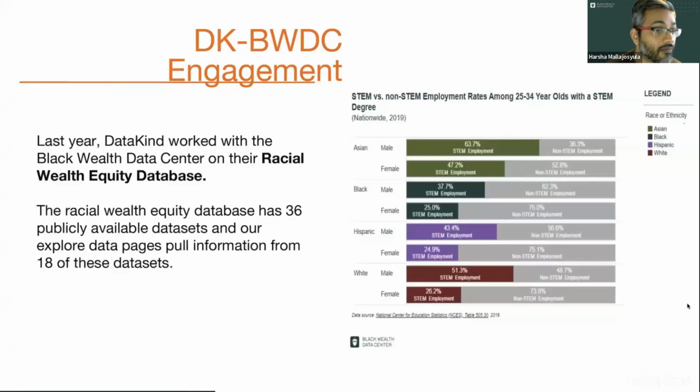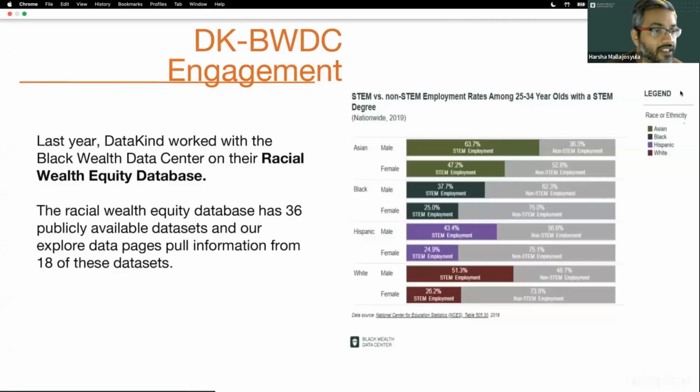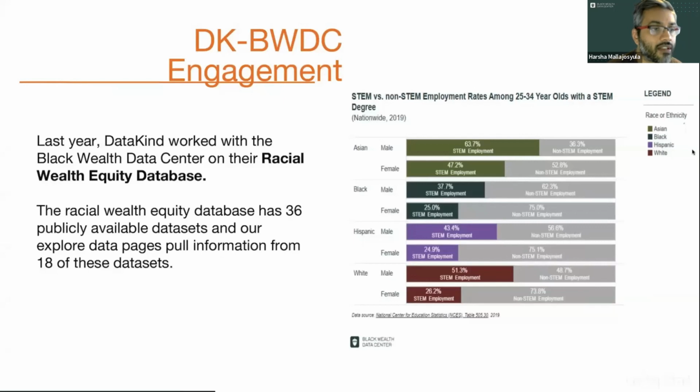Next slide. So last year, we partnered with DataKind over a period of 6 months to both build what we call the racial wealth equity database that currently has around 36 publicly available data sets that have information on wealth disaggregated by race, and also develop Tableau visuals that are front-end facing on our platform, where we are able to show information on wealth disaggregated by race.